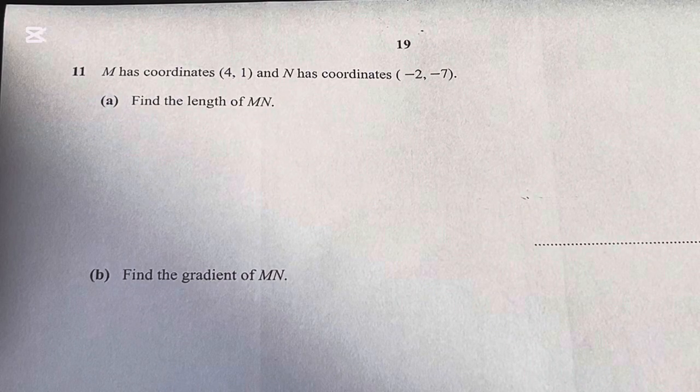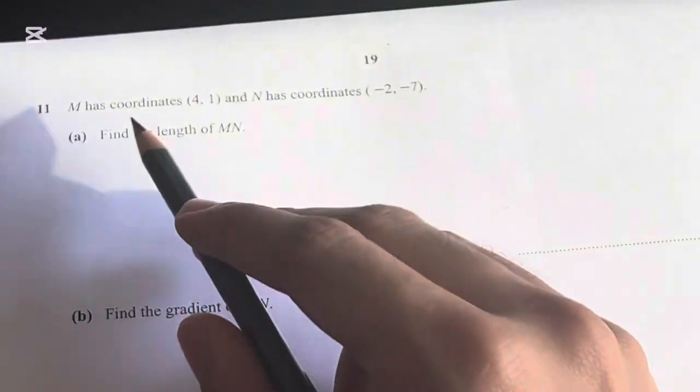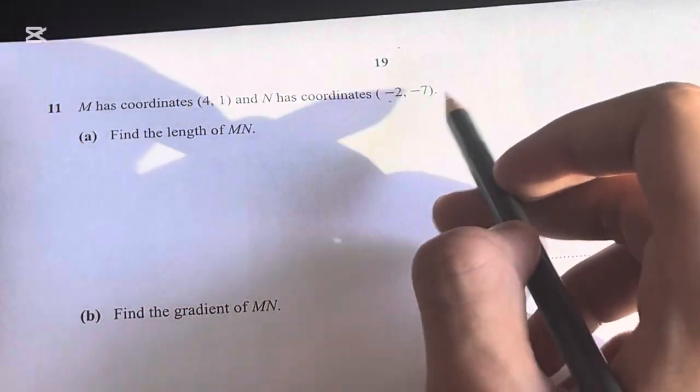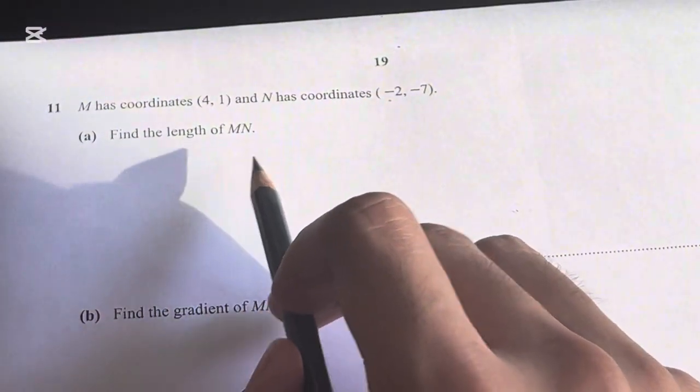So today I'm going to solve IGCSE Maths coordinates questions from the 0580 course. Okay, let's start. So M has coordinates (4, 1) and N has coordinates (-2, -7). And we need to find the length of MN.